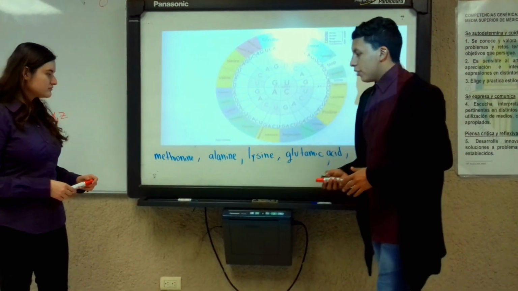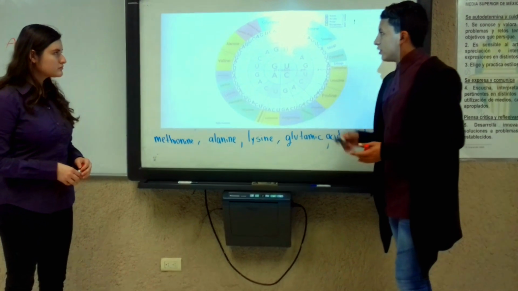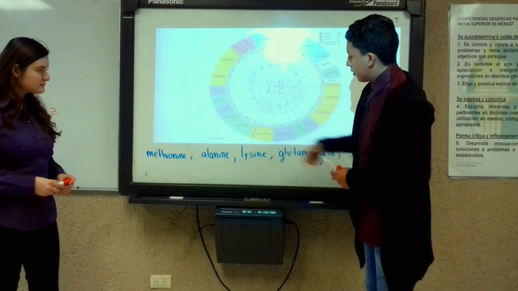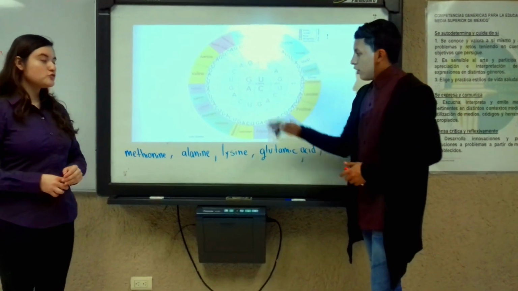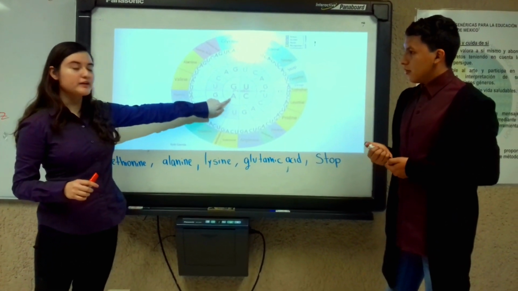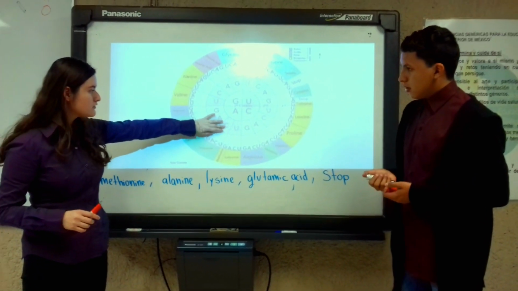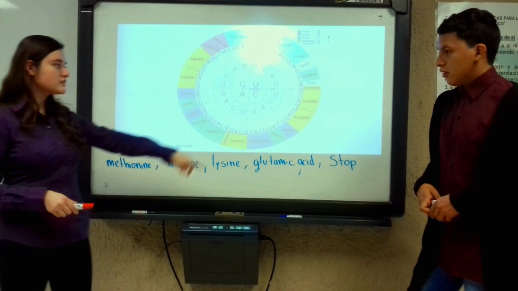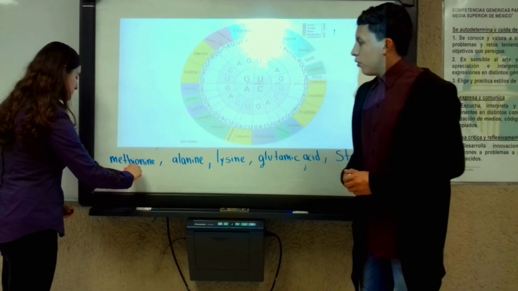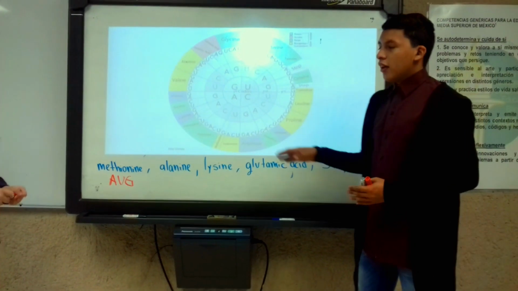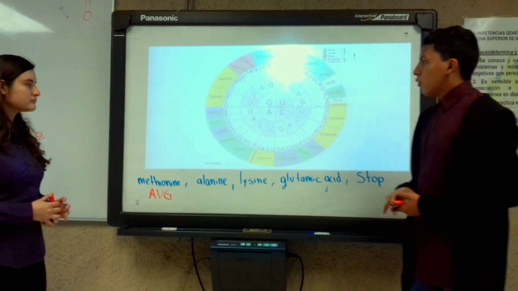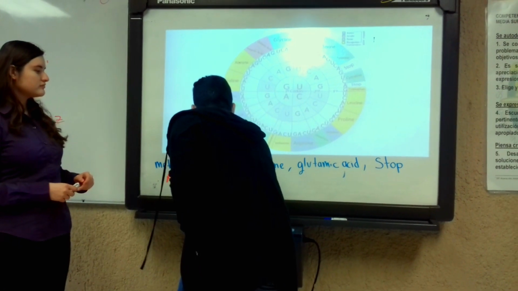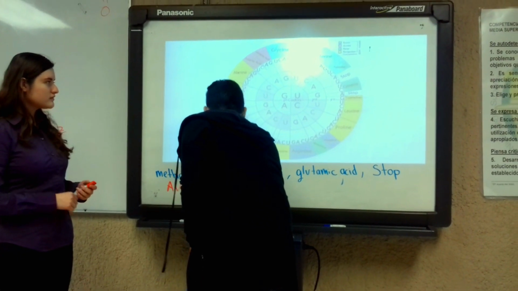Then we have, for example, the methionine. We will look for the methionine in this part of the circle. You always begin with the big letter and then the small one, then the very small. So here we are going to have A, U, and G. Then we have alanine. We will find this in this part. We can see that there are different options, all the letters, so we will take any one to do this. In this case, we will choose G, C, and A.